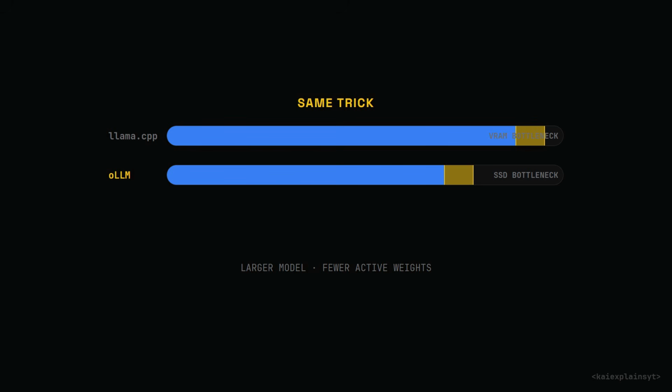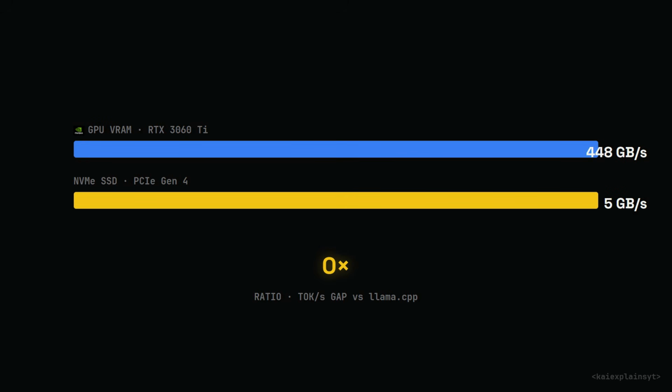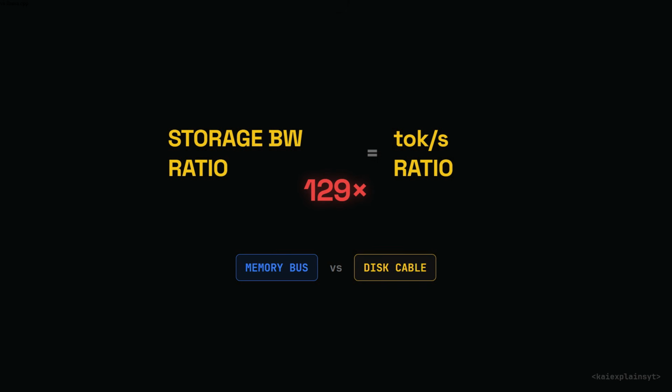Now, if you have actually tried this, you have probably already run into the number. Half a token a second, maybe 1. And before you file a bug report, here's what that number is. The RTX 3060 Ti reads its own VRAM at 448 gigabytes a second. A fast PCIe 4 NVMe drive reads at about 5. Ratio of roughly 90. Every token has to walk the active layers of the model off wherever they live. So whatever ratio your storage has, your tokens per second inherits it.